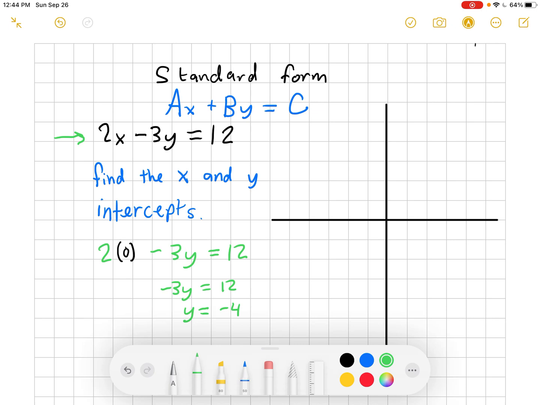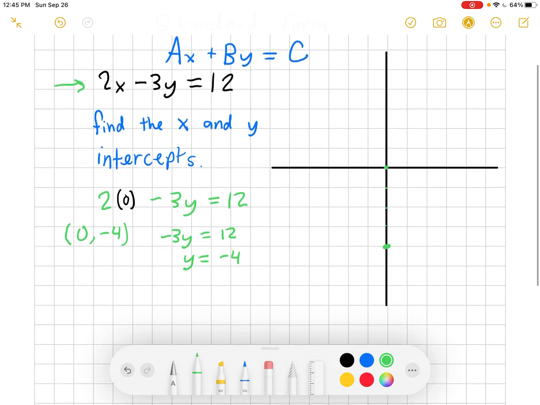If I were to write that as an ordered pair, we would get 0 for x, negative 4 for y. We could go over to our graph over here and plot our points. 0, down 1, 2, 3, 4 to find our y-intercept.